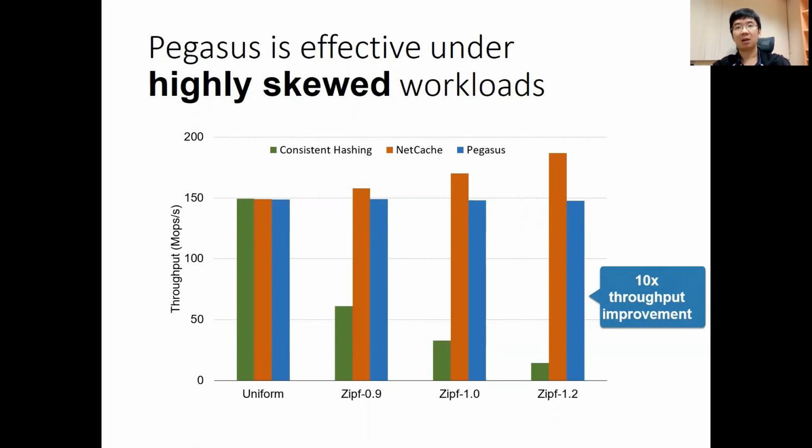We can see that NetCache also achieves good load balancing. Actually, it has a higher throughput when the workload is more skewed, because the cache in the switch provides additional processing capacity. However, here the workloads are read-only. What happens when there are some writes in the workload?